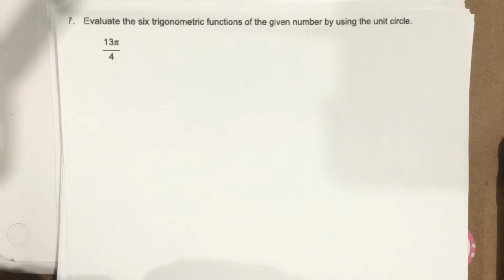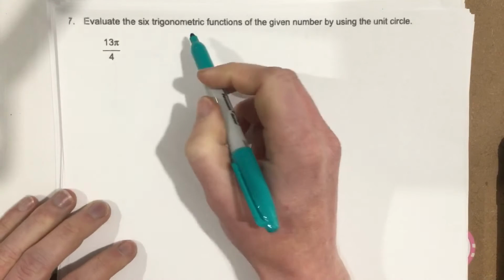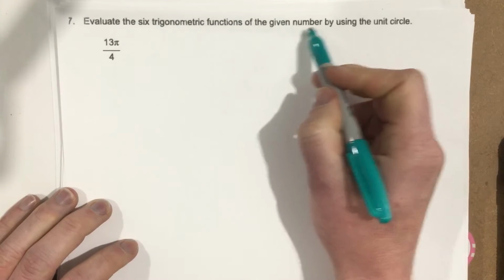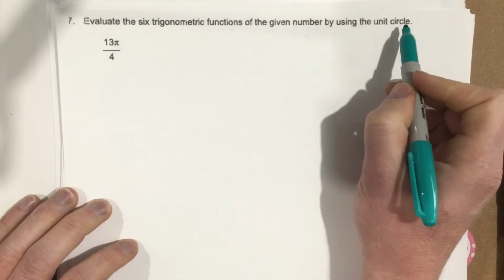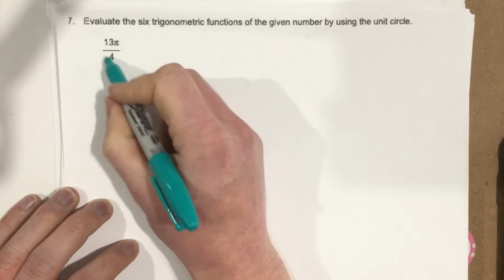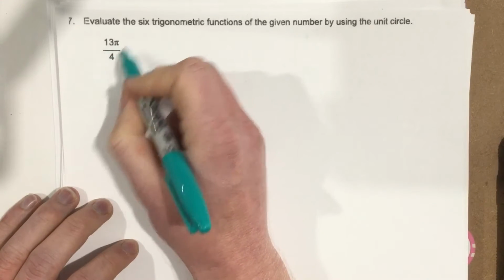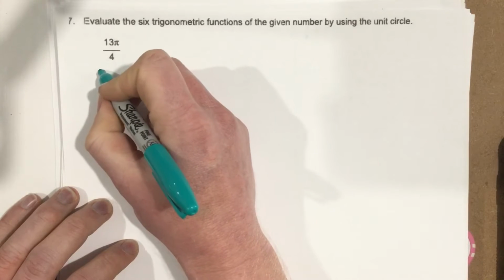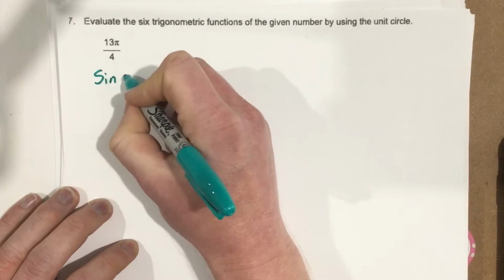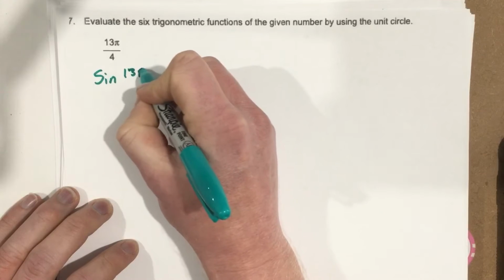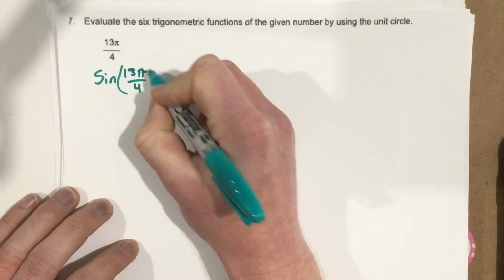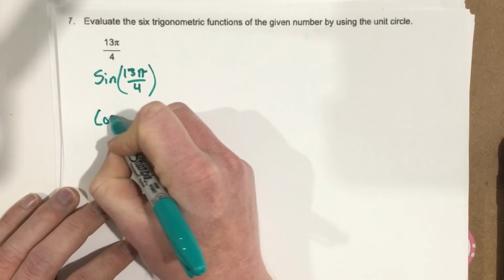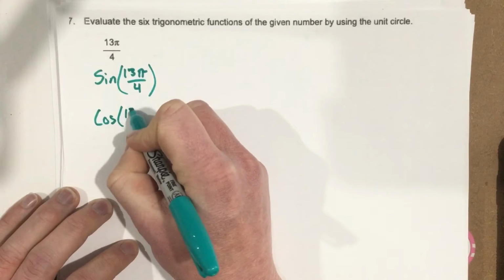This is problem number 7 from section 6.4. It says evaluate the 6 trigonometric functions of the given number by using the unit circle. So they want us to evaluate these 6 functions at 13 pi over 4. So they want to know sine of 13 pi over 4. They want to know cosine of 13 pi over 4.